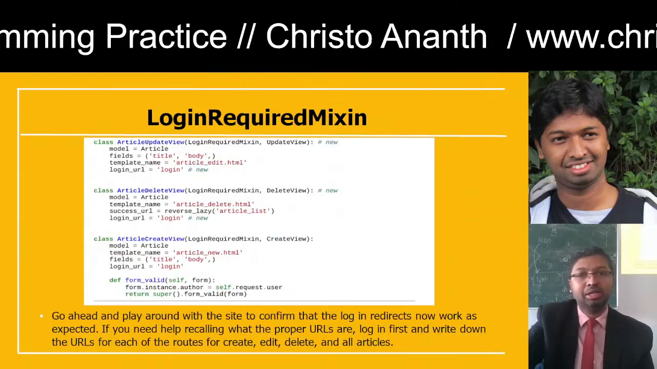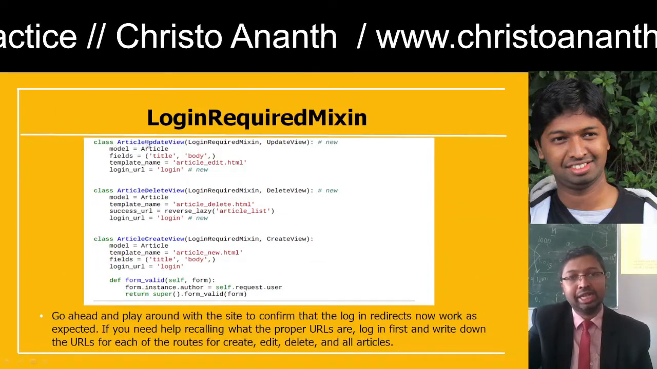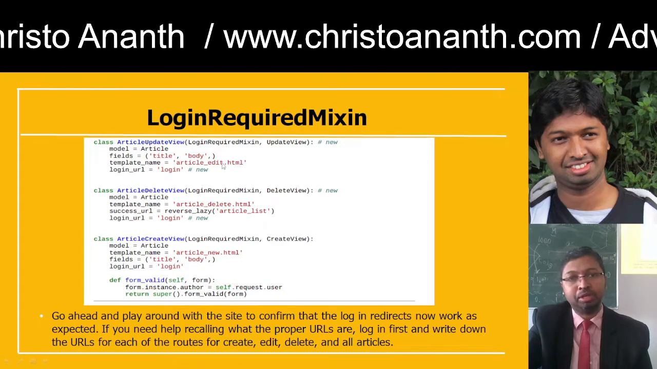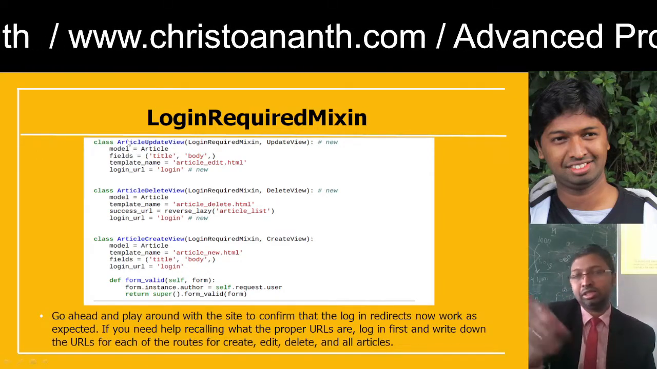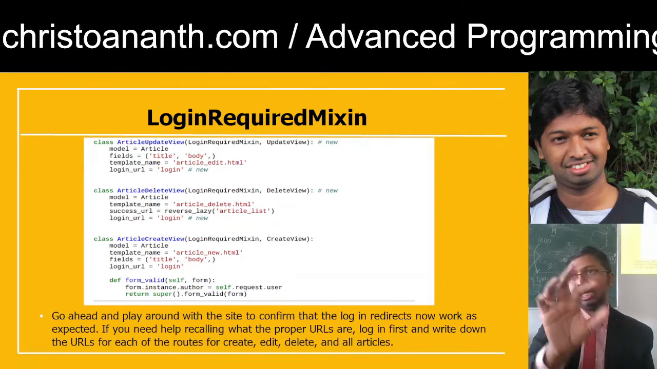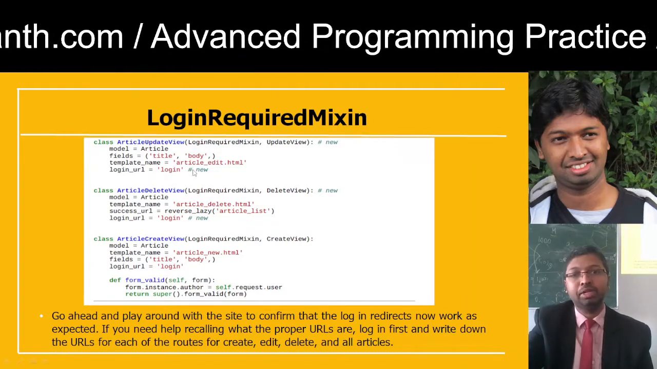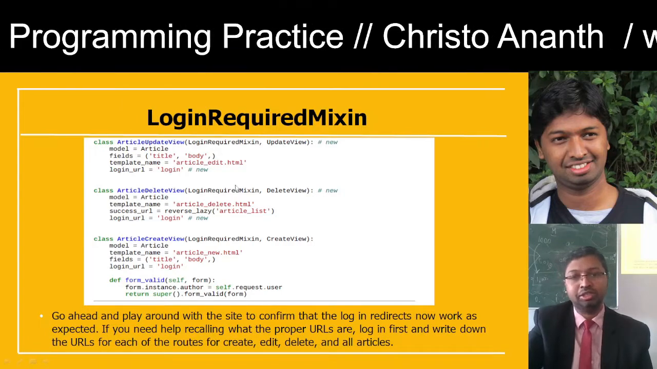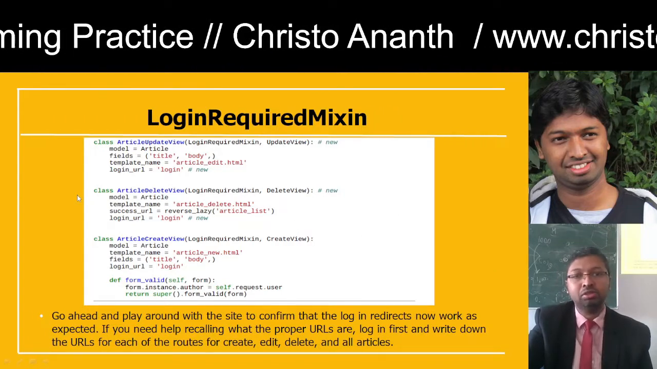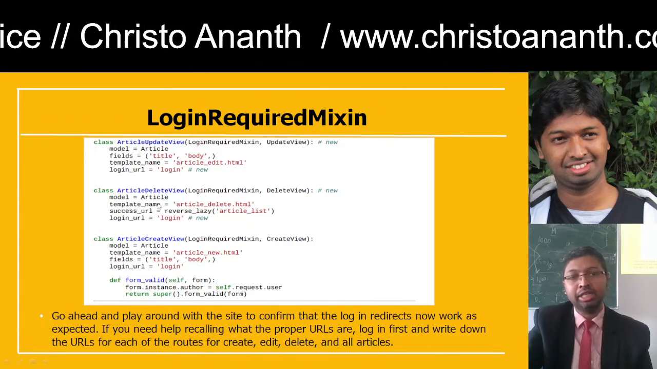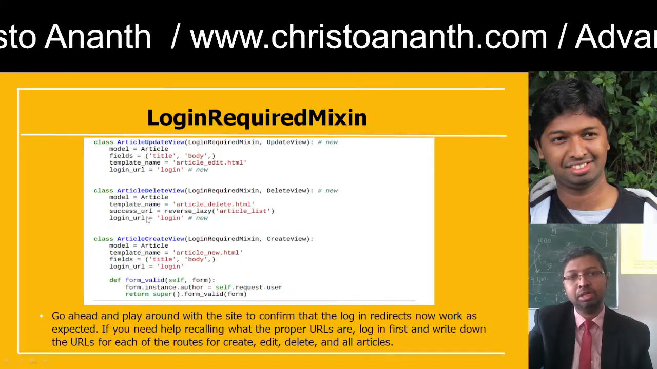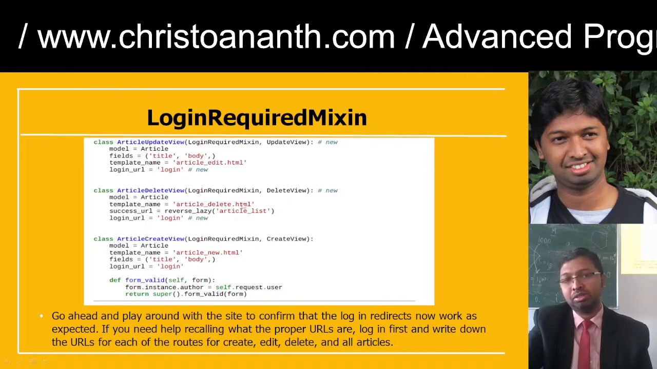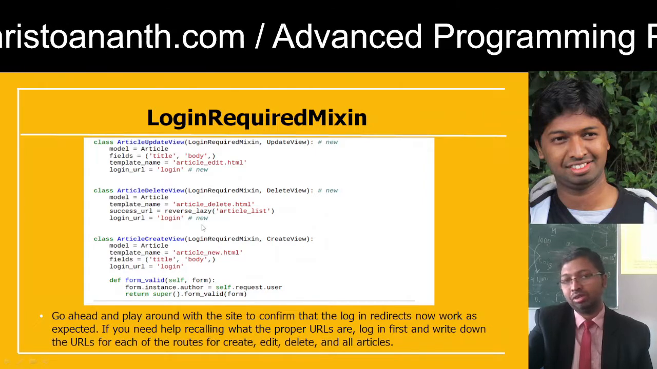Okay, and similarly for the update view, class ArticleUpdateView, LoginRequiredMixin, UpdateView, model equal to Article, fields you will have the fields, title, and then the body. Okay, and then template_name equal to article_edit.html, login_url equal to login, that is the new one. Again, for the delete view, you will have the same thing, model Article, template_name equal to article_delete.html, success_url equal to reverse_lazy, okay, and then login_url equal to login.